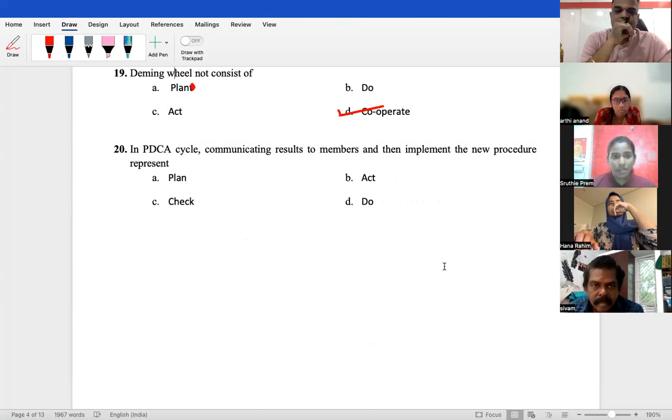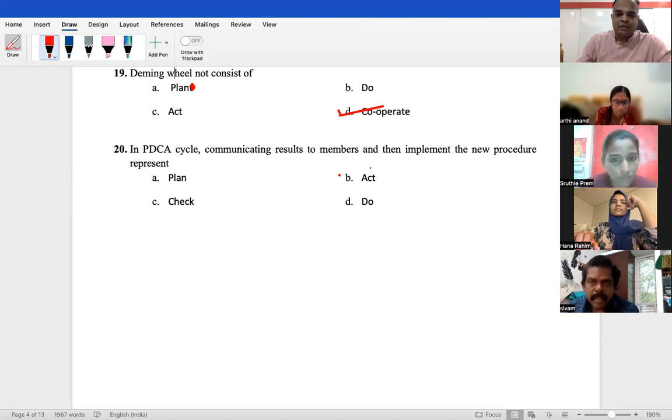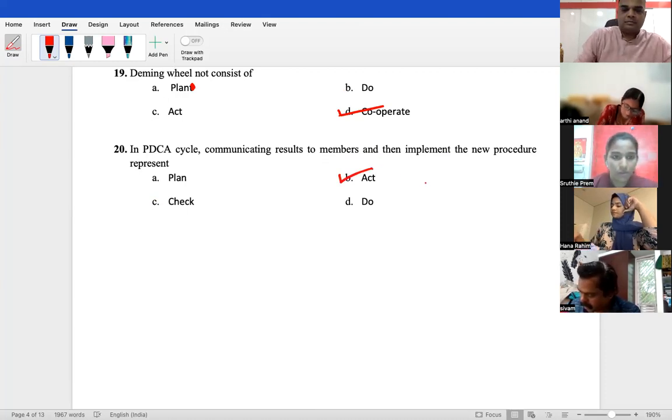In PDCA cycle, communicating results to members and then implementing the new procedure represents option A, plan, B, act, C, check, D, do. Communicate the result to the members, and new procedures happen. That comes under act. Good.